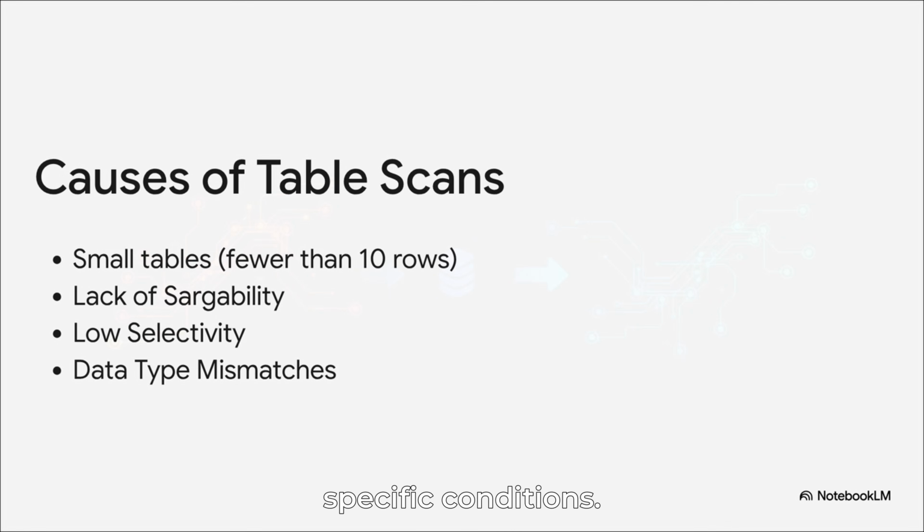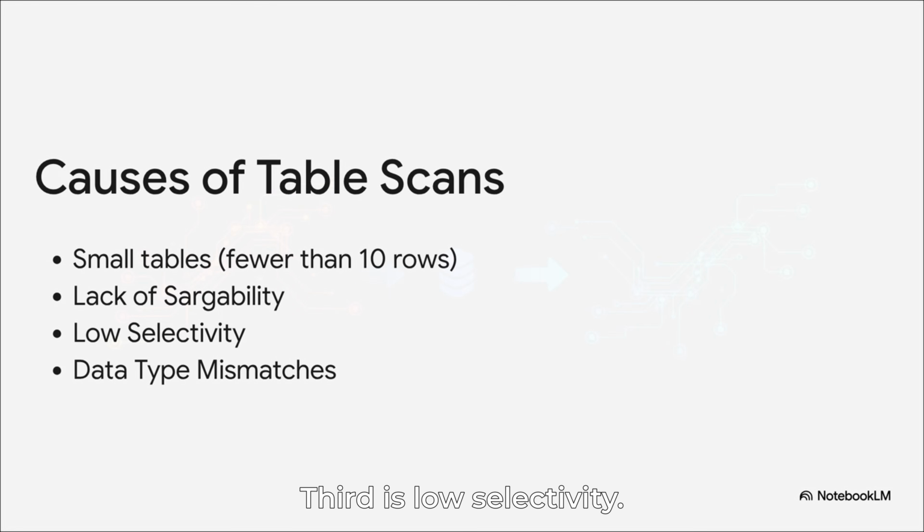Well, there are a few specific conditions. First, if a table is incredibly small, say fewer than 10 rows, a full scan is actually faster than navigating an index tree. Second is a lack of sargability. It's actually crazy how often even senior developers accidentally cause table scans by wrapping indexed columns in functions, like using MONTH(sale_date). The engine can no longer use the index and just has to scan the whole table.